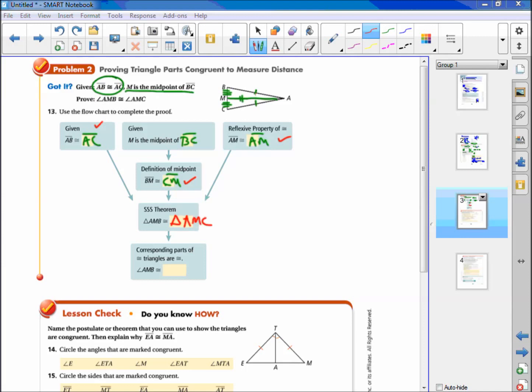And remember, you need to put your corresponding angles in the same spot. Okay. All right, so by corresponding parts of congruent triangles, we're going to have angle AMB is congruent to angle AMC. And that's because once we know the triangles are congruent, then all of their corresponding parts are congruent. Okay, so remember, you can shorthand this part to CPCTC, corresponding parts of congruent triangles are congruent.